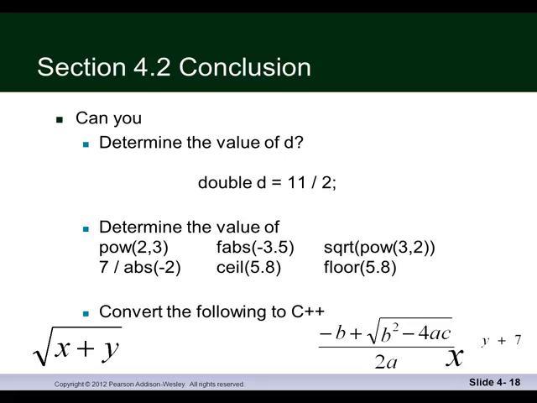Roshan, where is yours? Okay, 11 divided by 2 is what? 5. When you put it in a double, what's going to happen to it? 5.0. Why are you guys giving me 5.5, 5.35? Where are you coming up with those? I have 5.35.